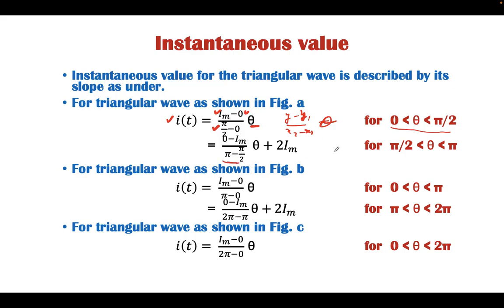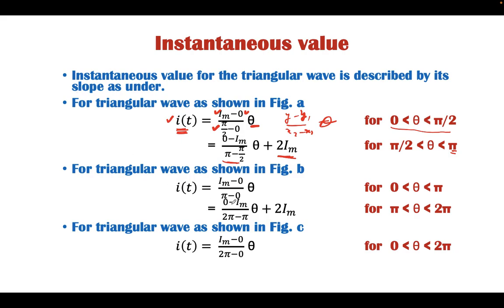Similarly, for pi by 2 less than theta less than pi, in this part 2 Im is added. If we put in the value of theta at any instant, then we can find the value of the function. Why did we add 2 Im here? It depends upon the function, and this function is mathematically satisfied when 2 Im is added to this quantity, for the complete cycle, as far as the first waveform is concerned.